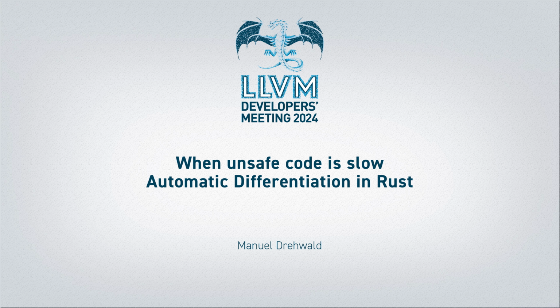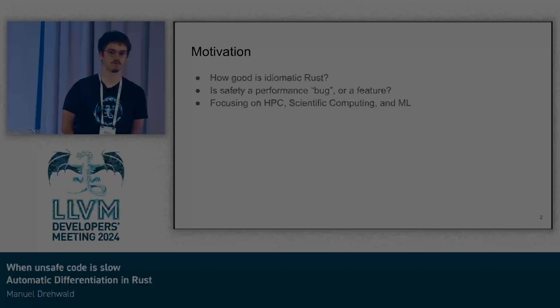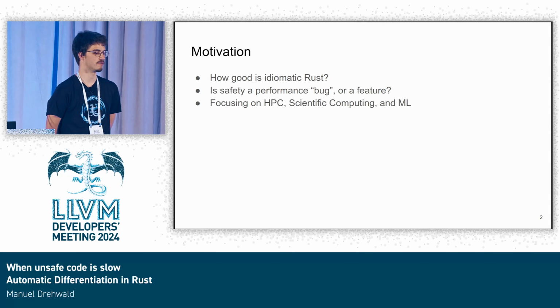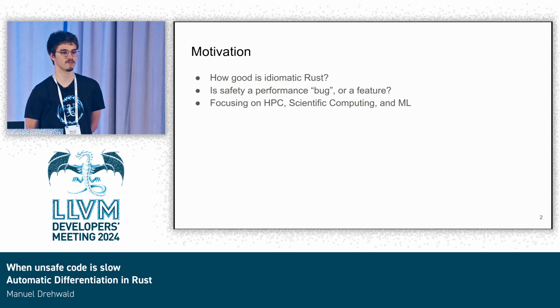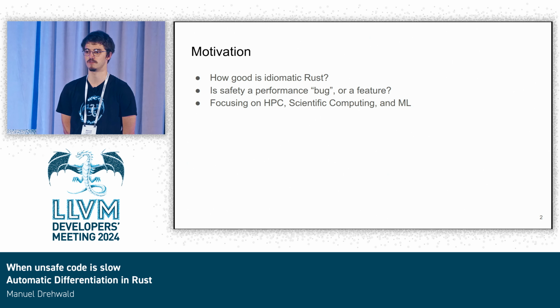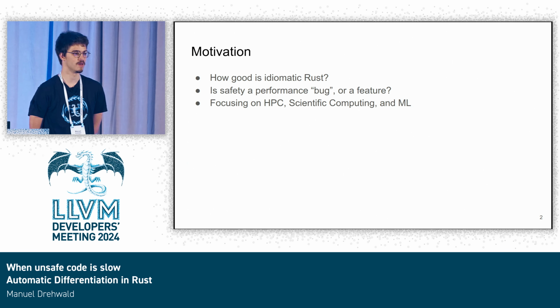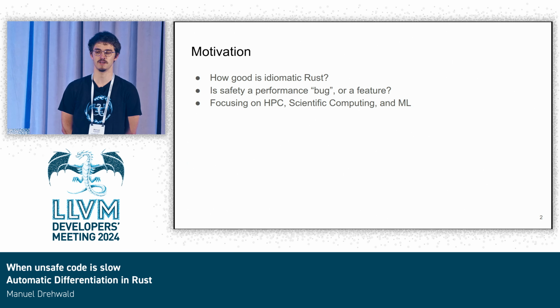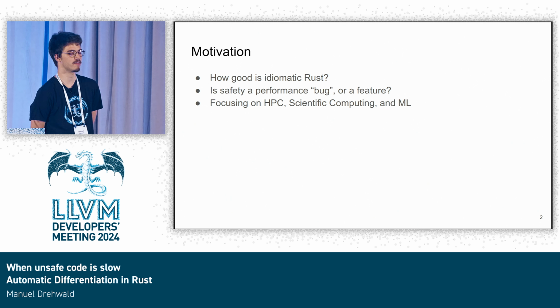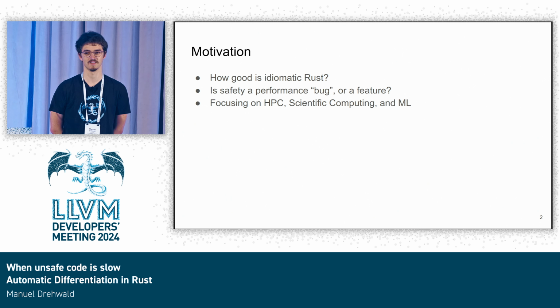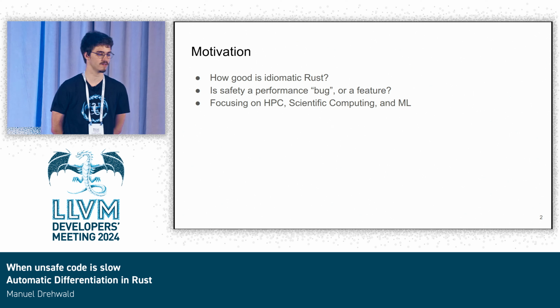So yes, as the title says, I'm here to talk a bit about Rust and what makes Rust special. For me, the interesting question was, how good is idiomatic Rust? Because nowadays we have a lot of programming languages out there, and you can write fast code in many of them. But the question is, how fast is it going to be by default? And I think Rust is in a pretty good position for that.